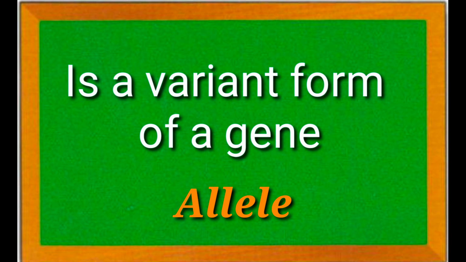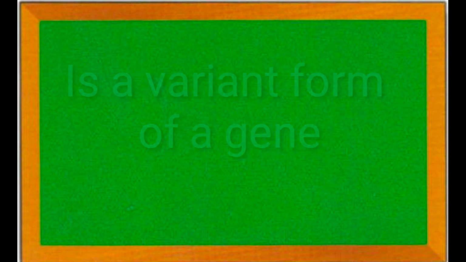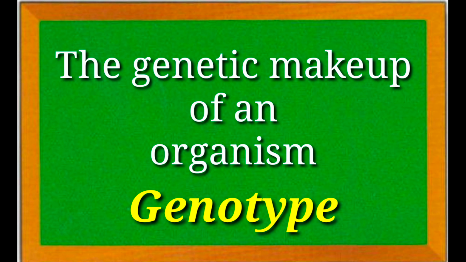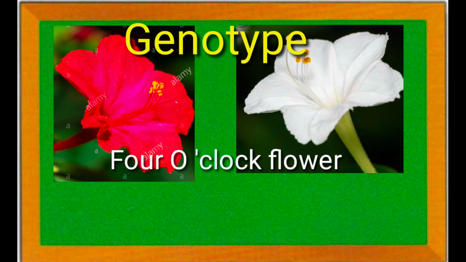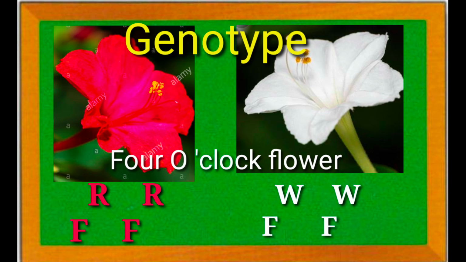And then we have allele. It is a variant form of a gene. And then we have genotype, the genetic makeup of an organism. An example of a genotype is a 4 o'clock flower. The genotype of the red one is FRFR. And for white is FWFW.